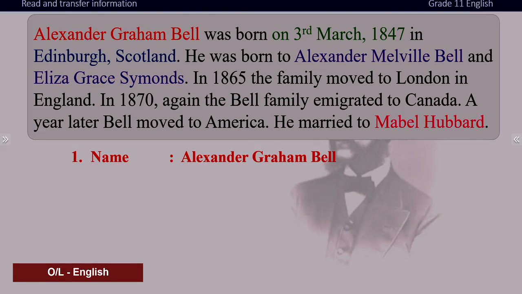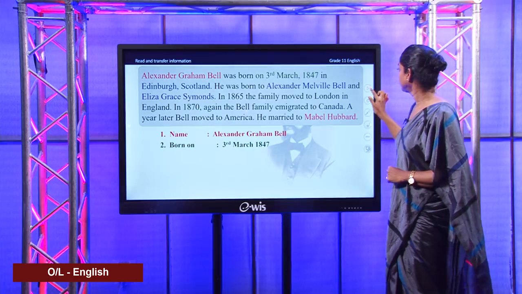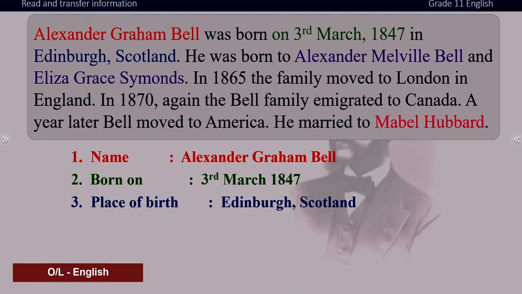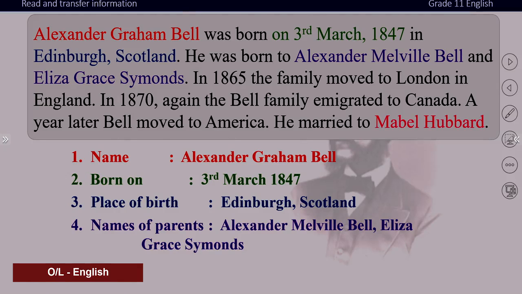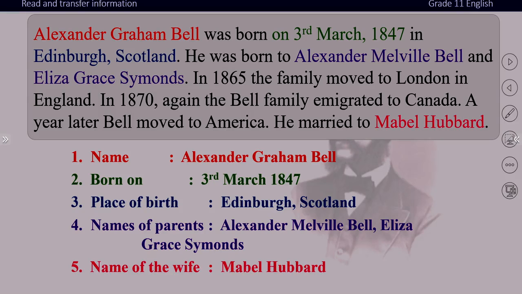The first information that you need to fill is the name. The name, Alexander Graham Bell. The date of birth, 3rd March 1847. The third information, place of birth. As given in the passage, it is Edinburgh, Scotland. Number 4, names of parents, Alexander Melville Bell and Eliza Grace Simons. The last piece of information, the name of the wife, Mabel Hubbard.